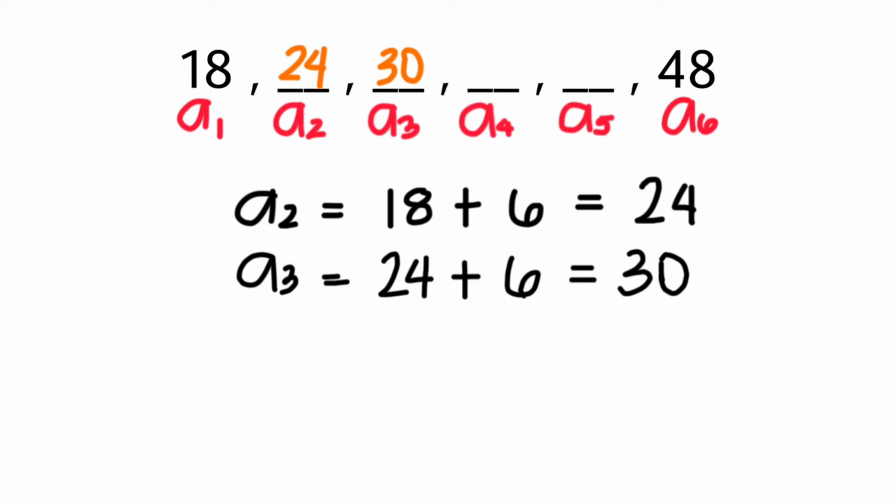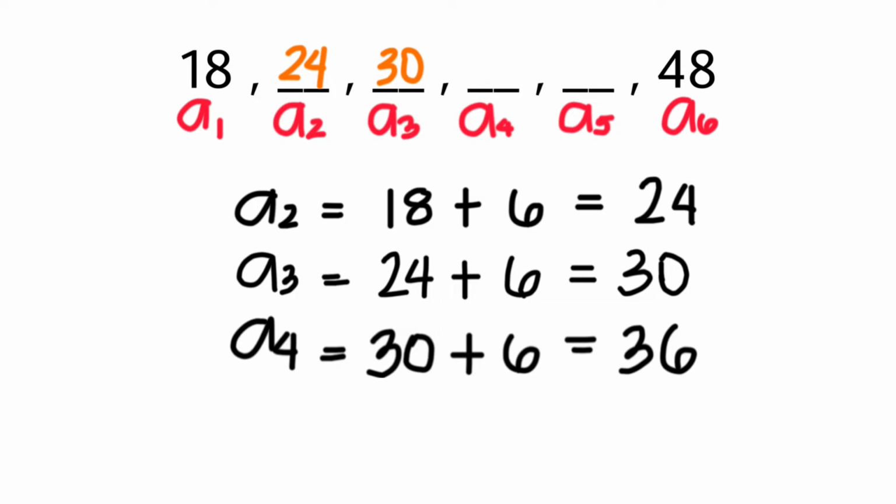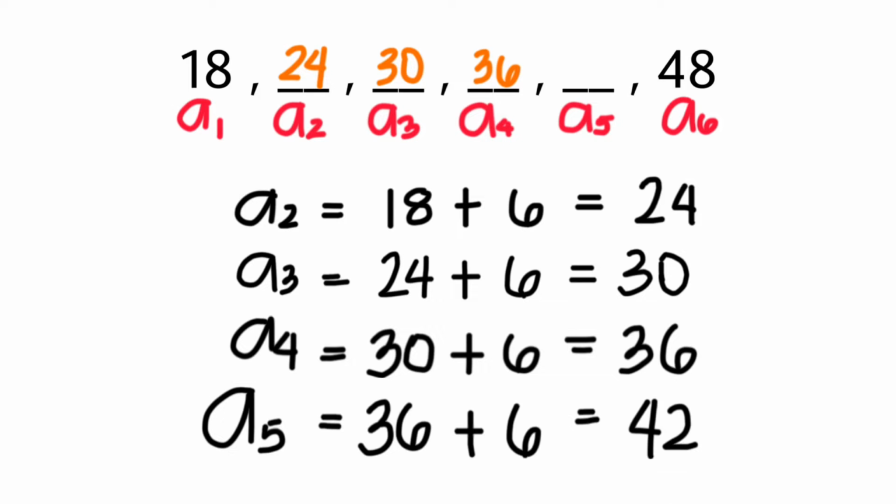Next, for our a sub 4, 30 plus 6 is equal to 36. So our a sub 4 is 36. And lastly, for our a sub 5, 36 plus 6 is 42. So our a sub 5 is 42. That's it for our arithmetic means.